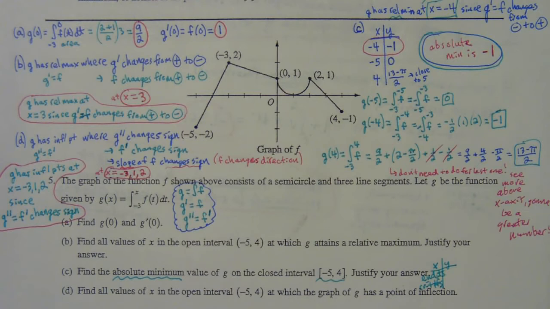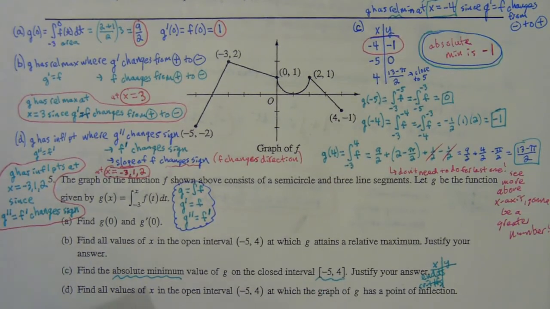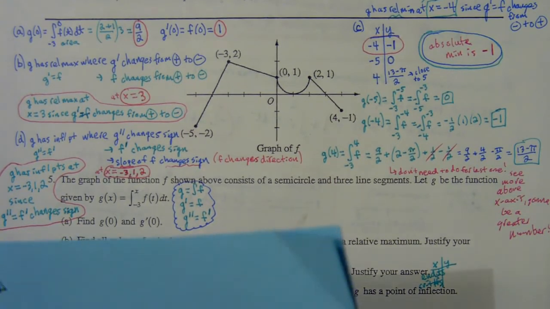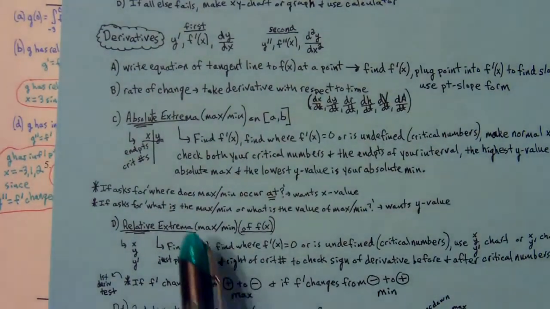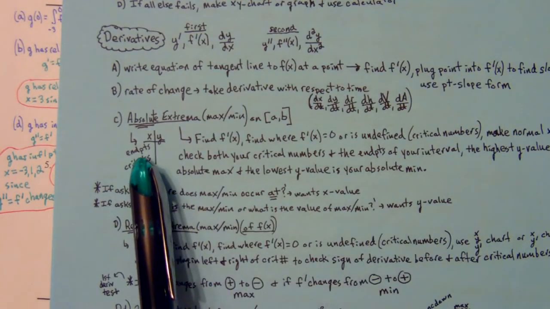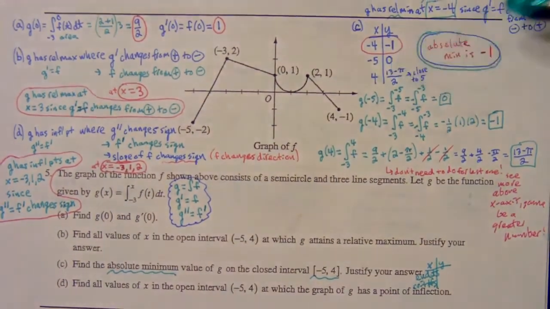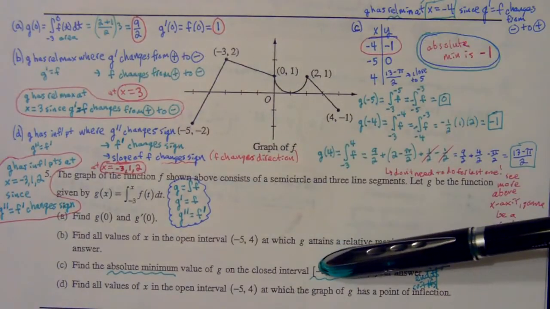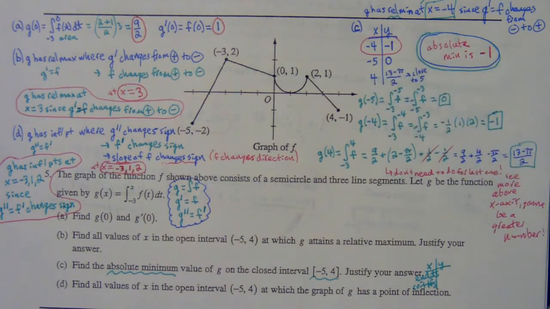Okay, letter C. The key thing here is it says absolute min, and it gives you a closed interval. So right away, there's more work involved than B and D. That's why I did B and D first, and came back to C. But when you see absolute extrema on a closed interval, you have to make an XY chart and check the endpoints and the critical numbers. So I'm making an XY chart and checking those endpoints, the -5 and the 4, which are on there right away. Now let's talk about how to get the critical numbers.